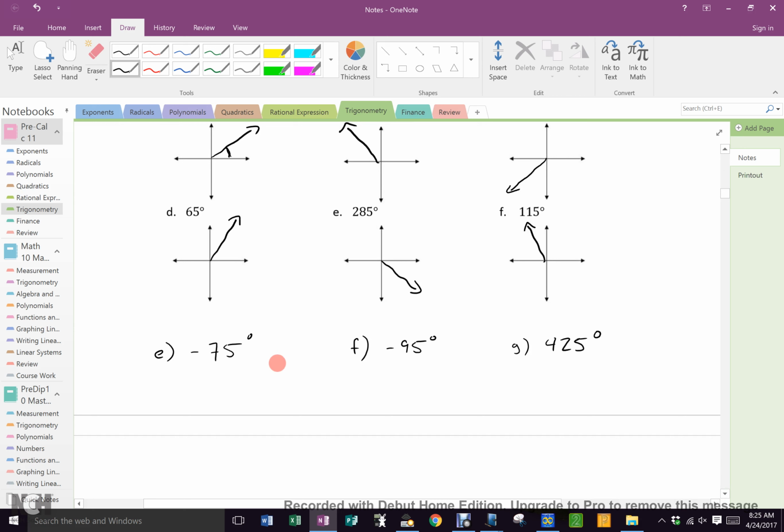You're going to get plenty of practice. Don't worry too much. Negative 75, that's going to be down here. Negative 95, that's going to be down here. Who got 425, do you think? What do you got to do? Go around more than once. 360 plus 90 would be 450, yeah? I don't need to go to 450. I only need 425. So it's going to be in here. Does everybody understand? Is everybody good? Okay.